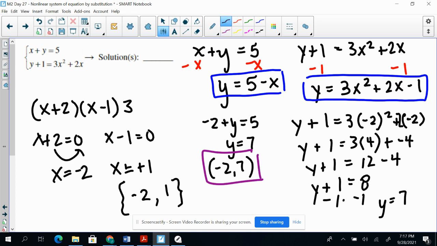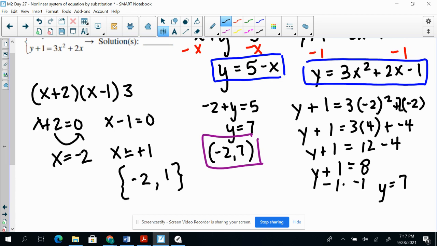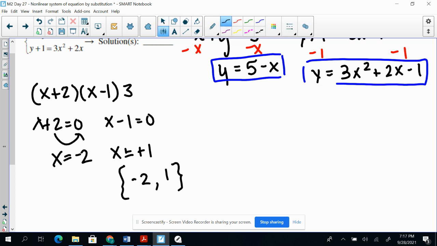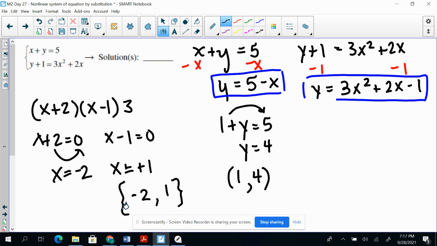And then you can do the same for our positive 1. So we plug in a positive 1. 1 plus y equals 5. Subtract that 1, y equals 4. So in our first equation, when x is 1, y is 4. And notice these are parentheses, not our squiggles here, okay? And then for our second one, we're going to plug in that 1 in the place of x.